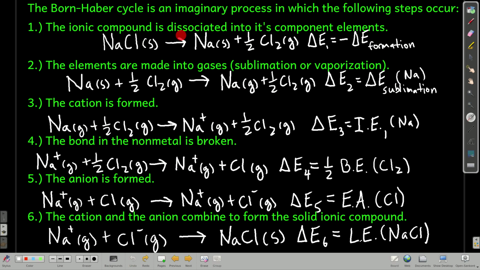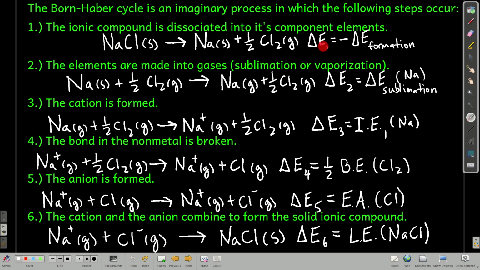So the first step is always to start with the solid ionic compound and break it apart into its component elements in their standard states. Now, sodium in its standard state is a solid, and chlorine in its standard state is a gas. And remember the Hofbrinkel elements? Chlorine is one of those. It's a diatomic in its elemental form, and so it makes Cl2. Because we only have one chlorine here, you have a 1/2 right here.